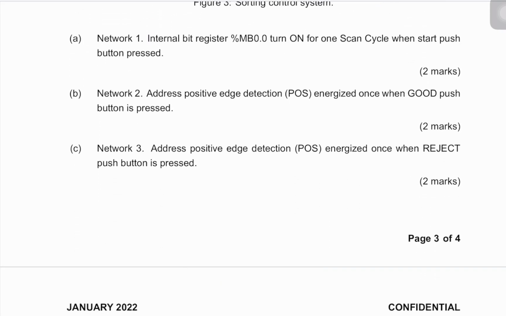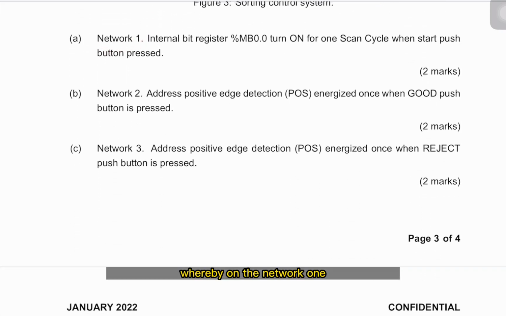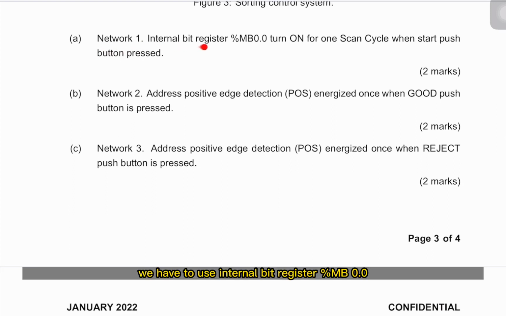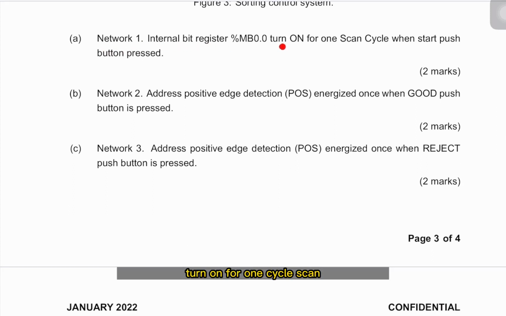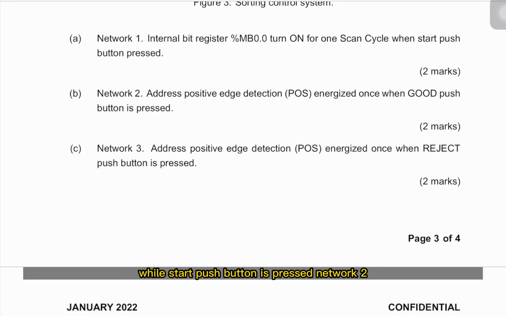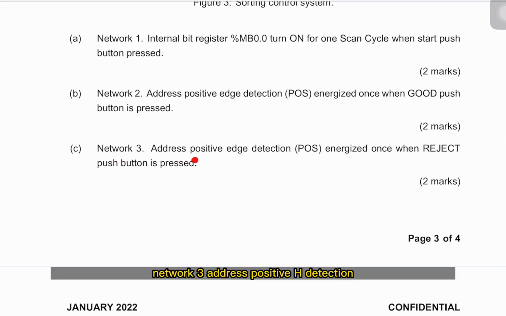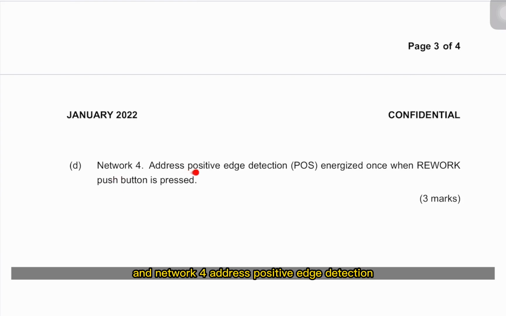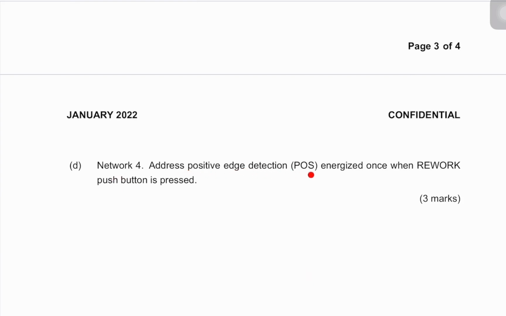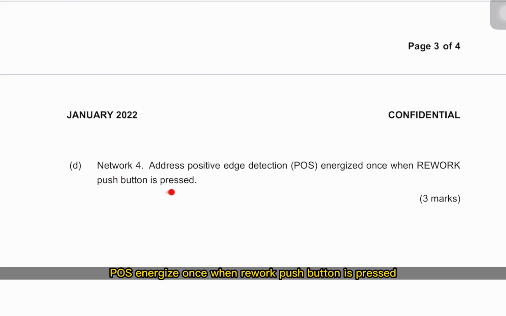Question 1. Create a network 1, whereby on network 1, we have to use internal bit register MB 0.0, turned on for 1 cycle scan when the start push button is pressed. Network 2, address positive edge detection, POS energized when the good push button is pressed. Network 3, address positive edge detection, POS energized once when the reject push button is pressed. And network 4, address positive edge detection, POS energized once when the rework push button is pressed.